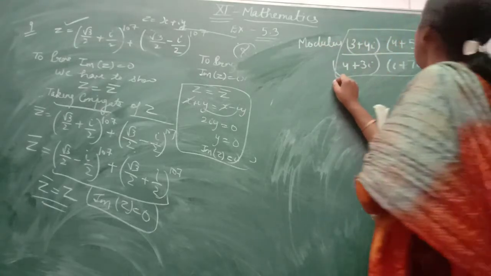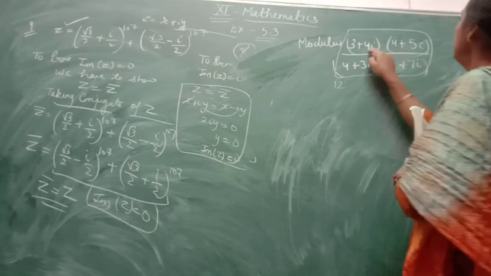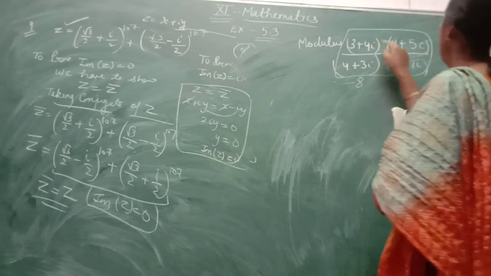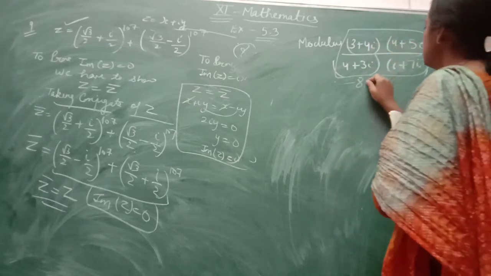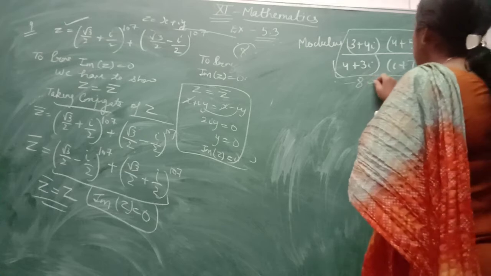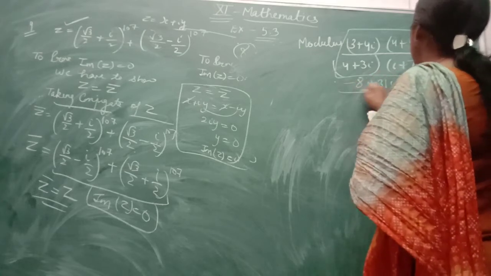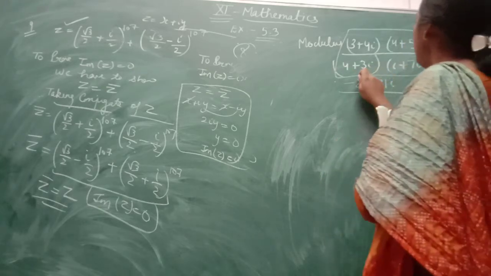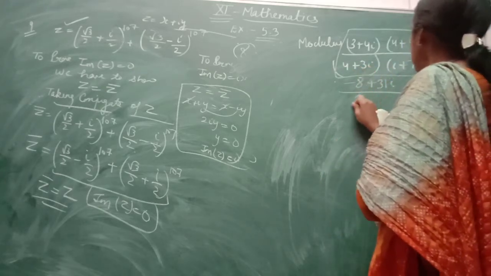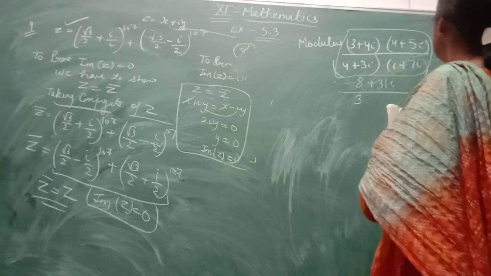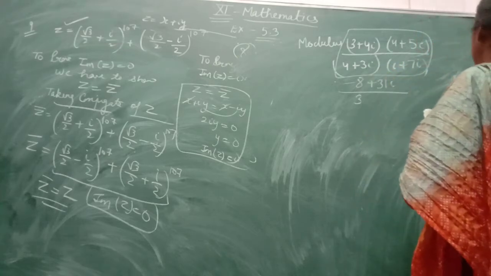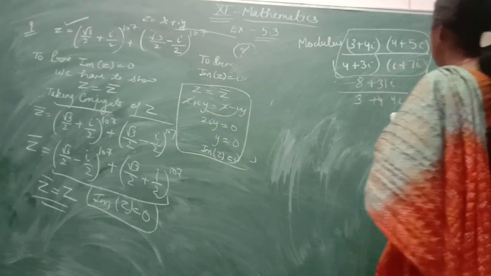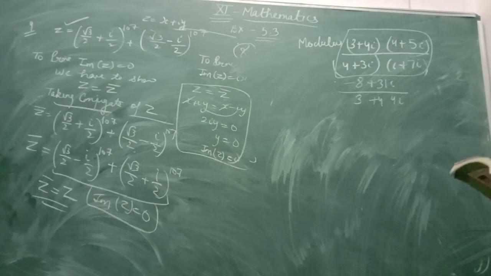So multiplying, you have 12, and after multiplying you have 12 minus 20, that is minus 8. 4 4s are 16 plus 15, that is 31 iota, and in the denominator you have 24 minus 21, that is 3, and 18 plus 28, you have 46 iota. Okay, on solving you will have this one.